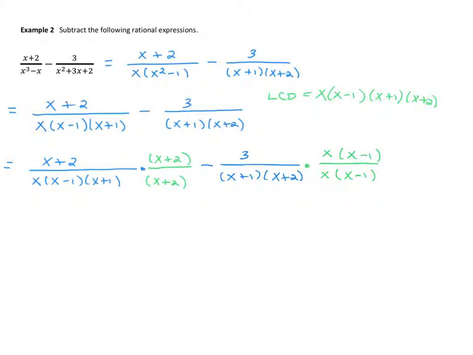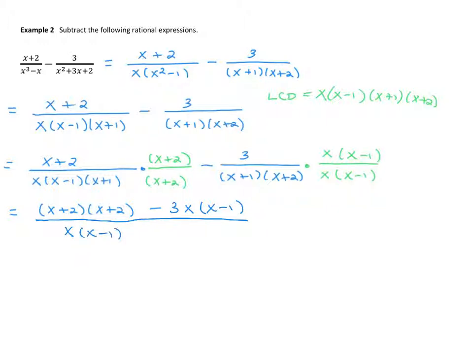I now have a common denominator. I'm going to write this as one fraction. This is like a giant mess here so far, but just to kind of clean this up, I multiply the numerators, so it's going to be x plus 2 times x plus 2. I'll be careful to use some parentheses. Now I'm going to subtract the product of 3 times x minus 1. 3 times x minus 1. And this is all over my common denominator of x times x minus 1 times x plus 1 times x plus 2. And at this point, we're really close to done.